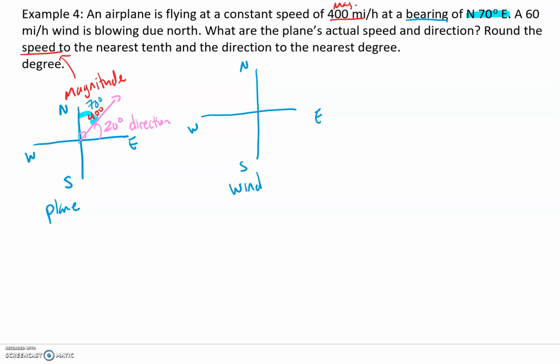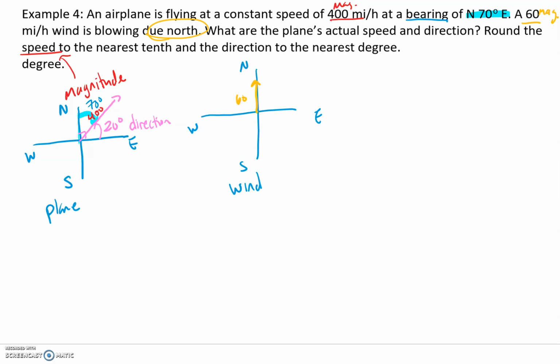So the magnitude is once again 60 miles per hour. So that's the speed, so that's my magnitude. And it's blowing due north. What's really nice about going due north, due south, due east, or due west is it means we're just going straight that direction. So we're going to start here and go straight north, 60 miles per hour. So that's the magnitude. So that vector just goes straight up. It doesn't have an actual degree for the direction because it's not tilting. It's going straight. Okay? So there's my plane, there's my wind.